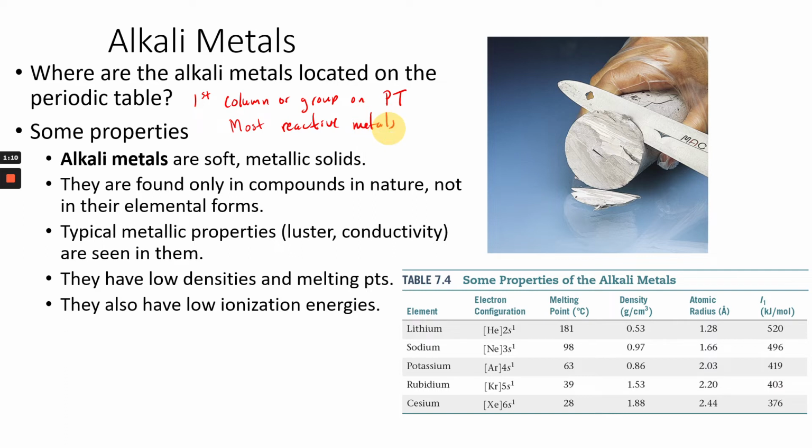Some properties of your alkali metals are they are soft, metallic solids. As you can see here, they are slicing. I believe this is sodium. They are found only in compounds in nature. You're never going to find them alone because they are so reactive. They don't just sit there; they react with stuff. They have typical metallic properties like luster and conductivity. They have a low density and melting point.